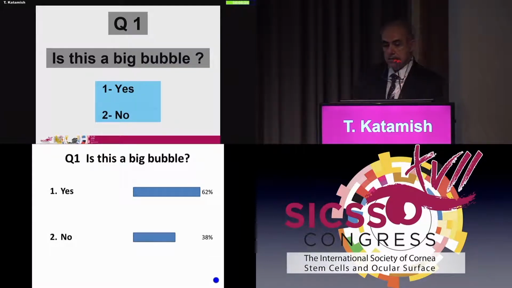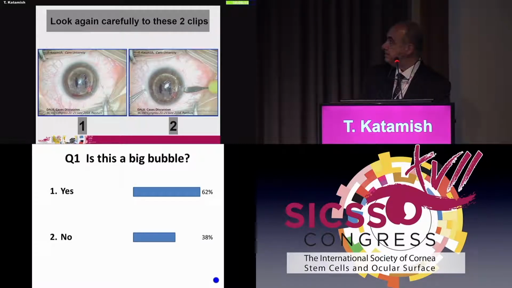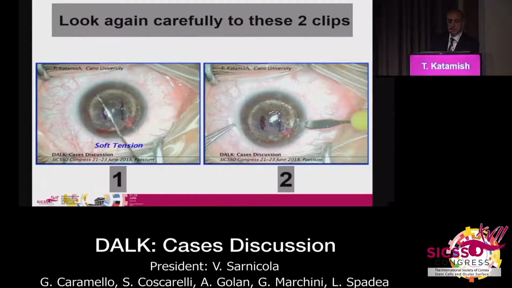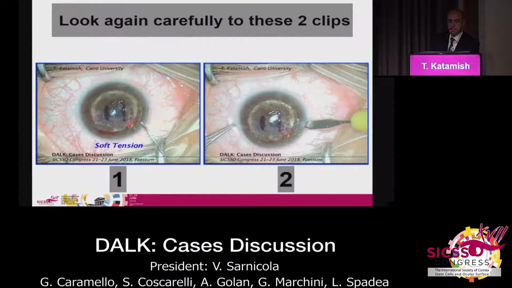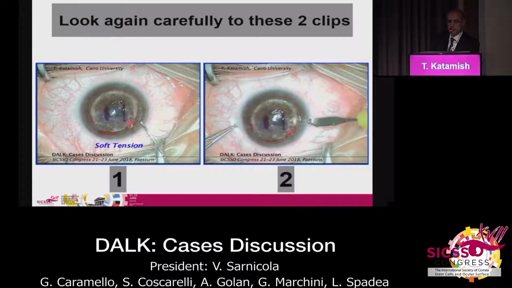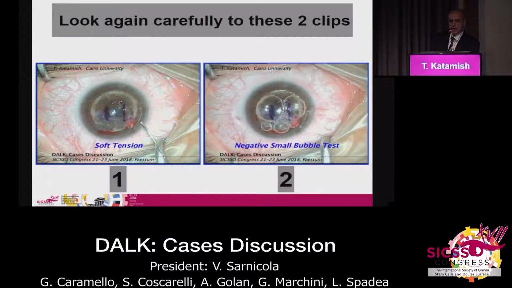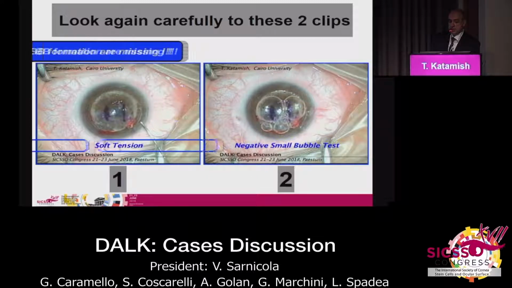The answer is yes. But before I tell you whether this is a correct answer or not, I just want you to watch these two video clips. The first video clip, you see, the tension is still soft. We don't have a hard globe. And when you are confused, you do a small bubble test, you will find the small bubble test is negative. How come it is a big bubble and you have a soft tension and you have a negative small bubble test? So I repeat the question.